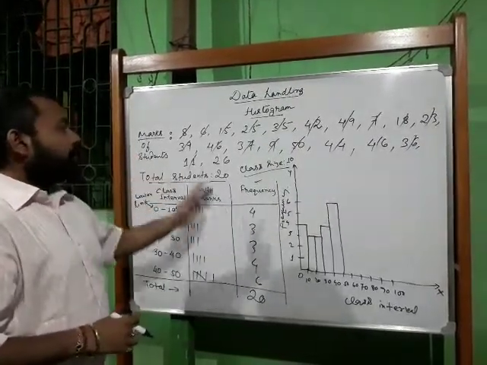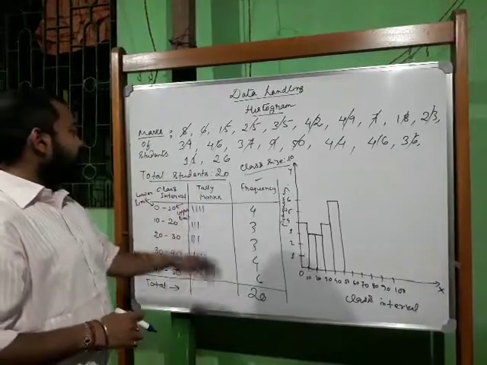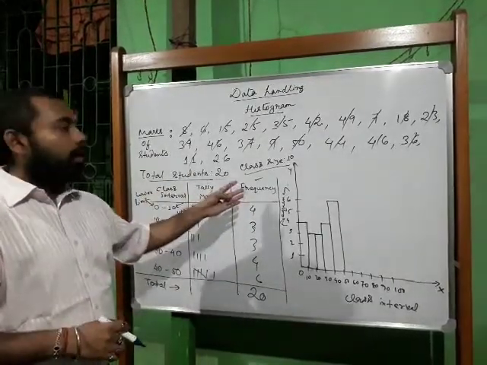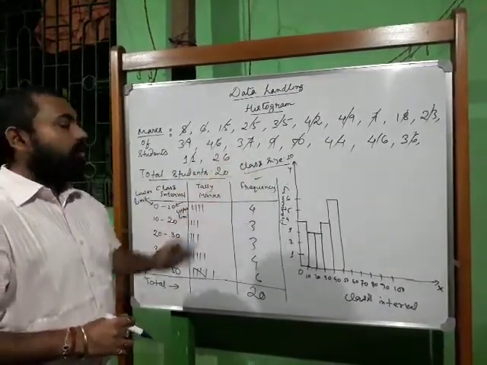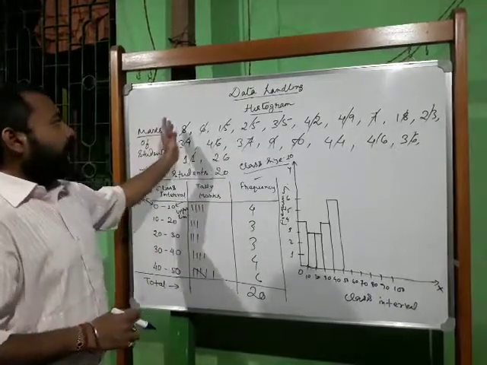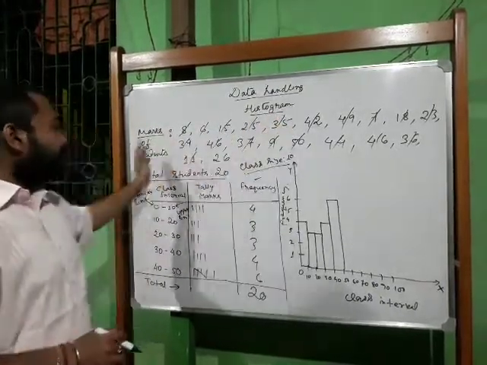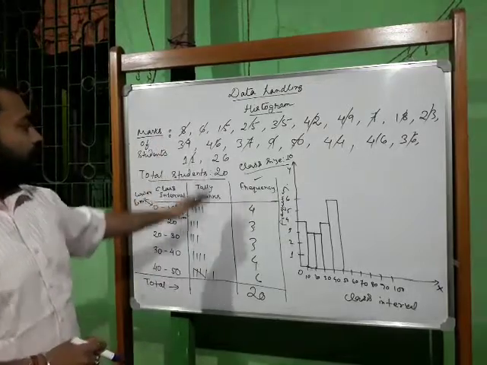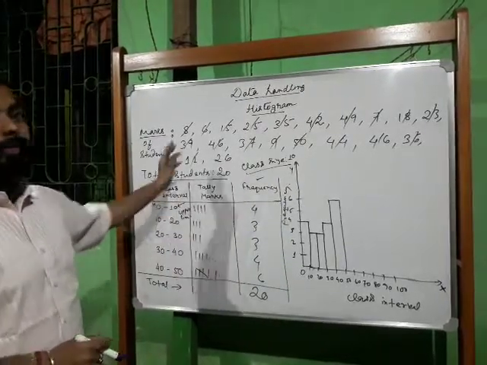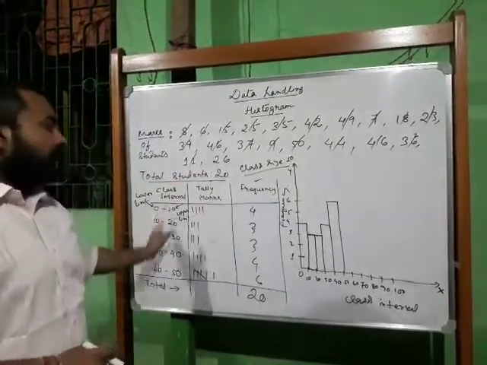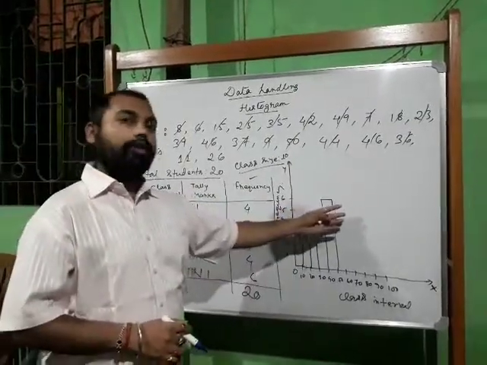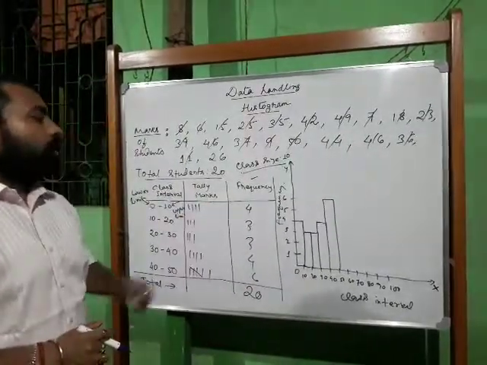Regarding histogram, whatever I have told, the class interval, frequency, what is the class size, these things are important. At first this was ungrouped data, and we have made it grouped using class intervals. Then we have plotted the histogram. So in this way you can draw the histogram.